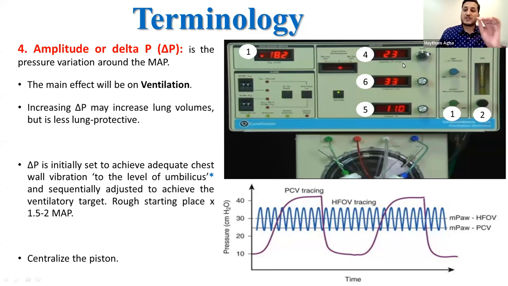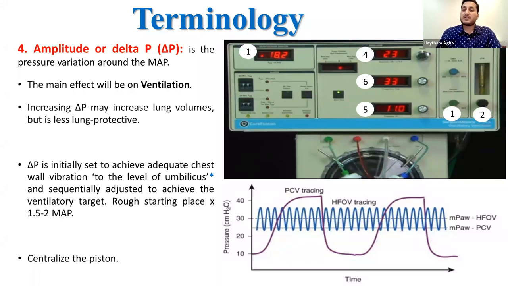Roughly, you should start it until you see good wiggling on the patient. Good wiggling depends on the age of the patient. If a newborn, it should be down to the level of the umbilicus. If an infant, it should be down to the level of the hip. In older children or adolescents, down to the level of the mid-thigh.